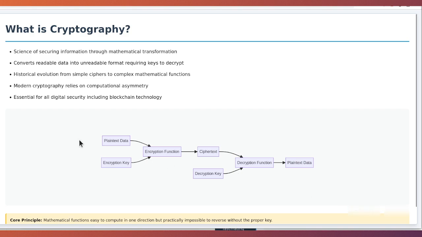Basically, you are securing the information through a mathematical transformation. You take the plain text, use a key, and run it through an encryption function. This encryption function produces something called ciphertext, and the only way to reverse that encryption is by having the decryption key and then doing the reverse of the encryption to recover the plain text.